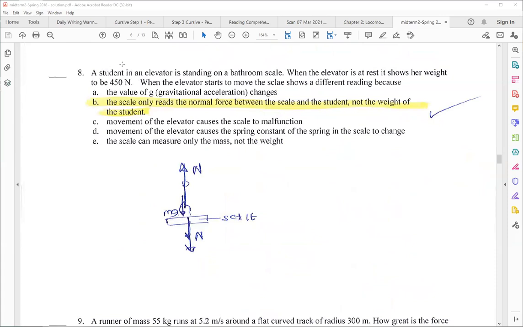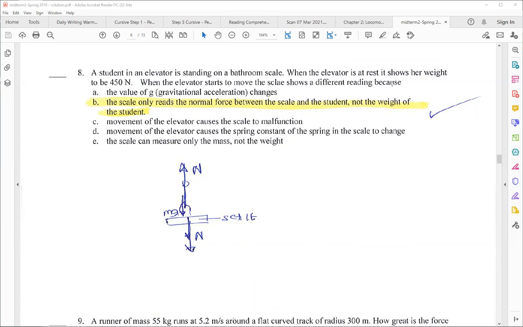Now, another question we saw either during the lecture or in the previous review sessions is related to apparent weight. We have a student in an elevator standing on a bathroom scale. When the elevator is at rest, it shows her weight to be 450. When the elevator starts to move, the scale shows a different reading.